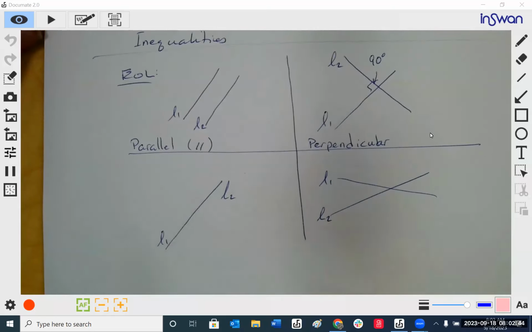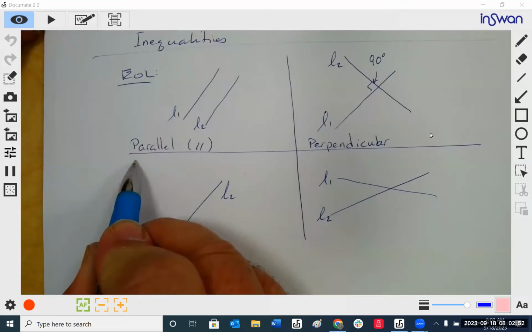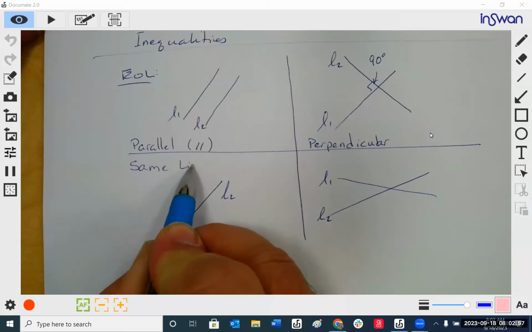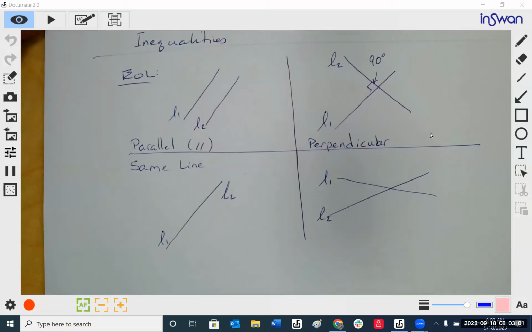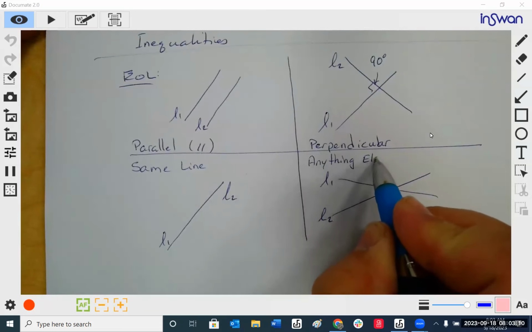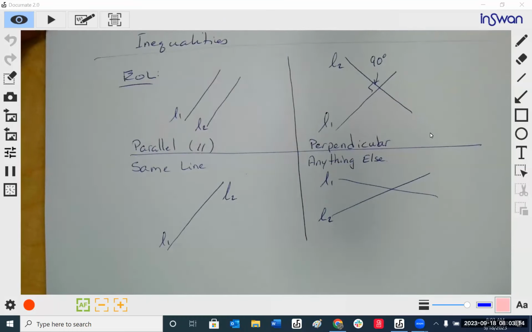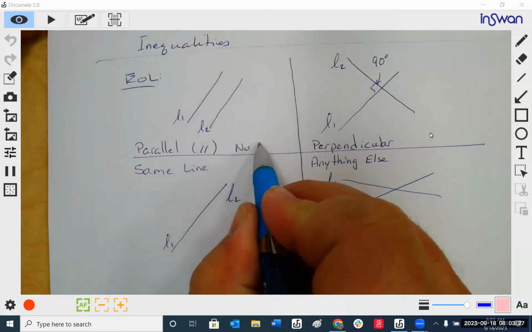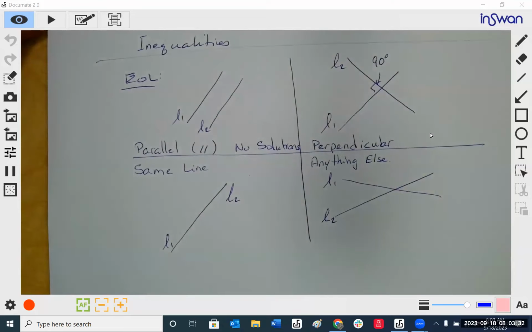How about these lines? Yes, those are in your notes. And the last one, anything else? How many solutions do parallel lines have? Yep, no solutions. Why not? Why don't they have any solutions? When we talk about solutions of two lines, what are we talking about?